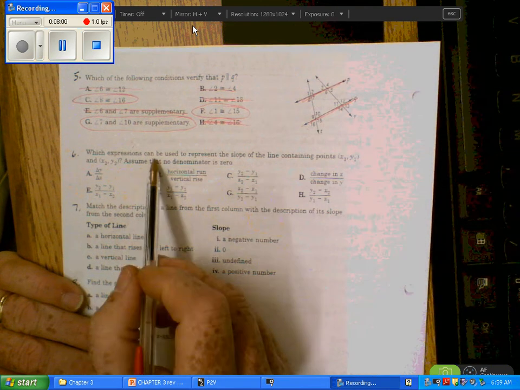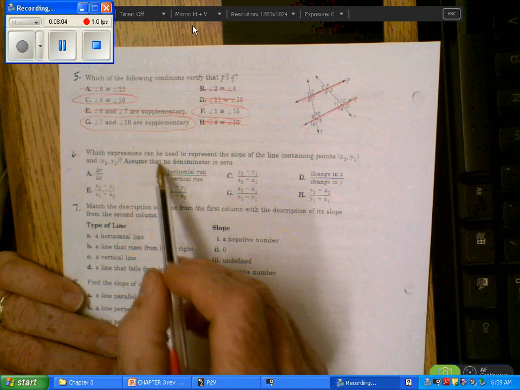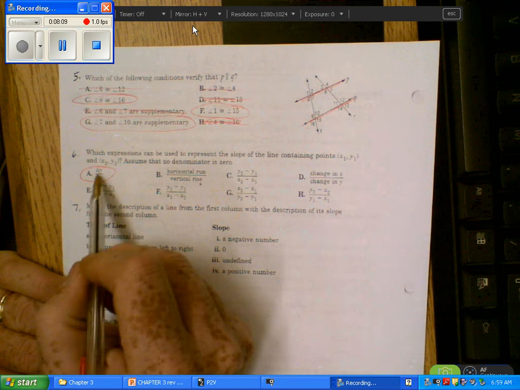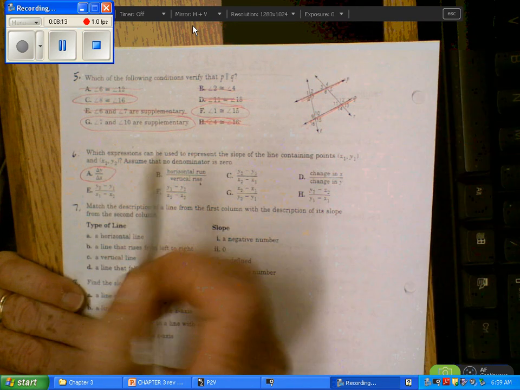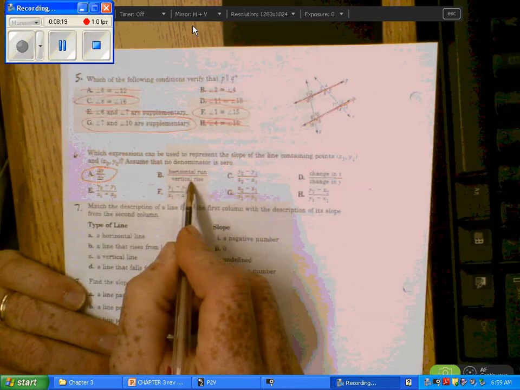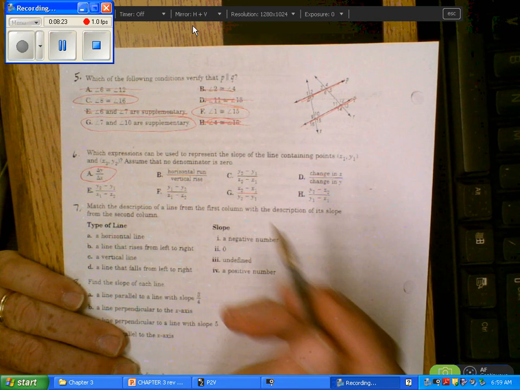Which expressions can be used to represent the slope of a line? Assume that no denominator is 0. We didn't talk about this one, but this is one. This is called a delta. It's called change in y over change in x. That's the slope. Horizontal run over vertical rise, that one's wrong because it's rise over run.